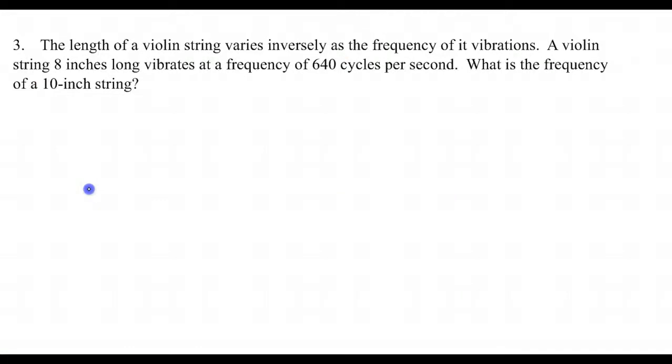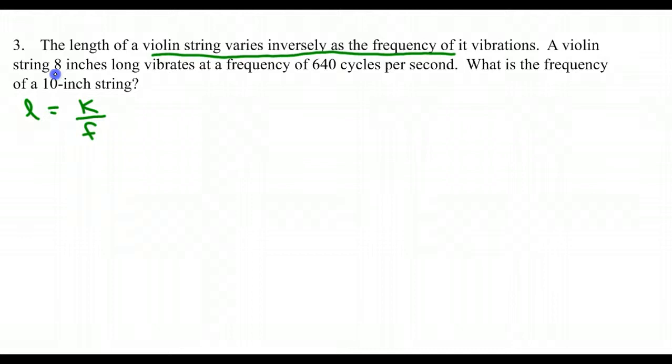In problem number 3, the length of a violin string varies inversely as the frequency of its vibrations. So we will have the length equals K. Now directly means that we multiply, inversely means we're going to divide. So this is going to be K over the frequency. So we'll do F for frequency.